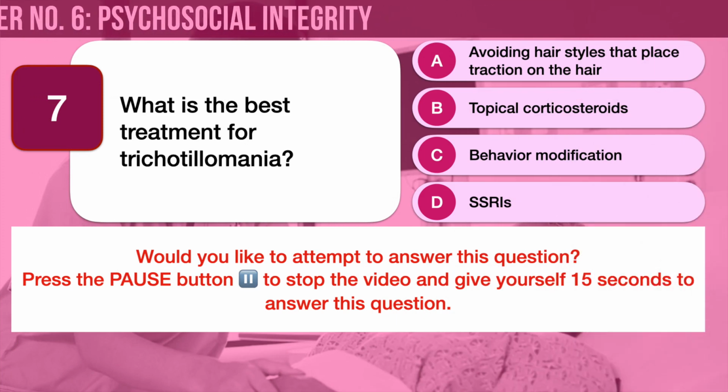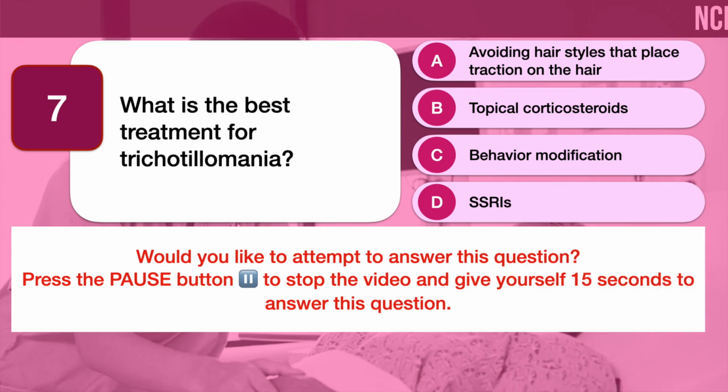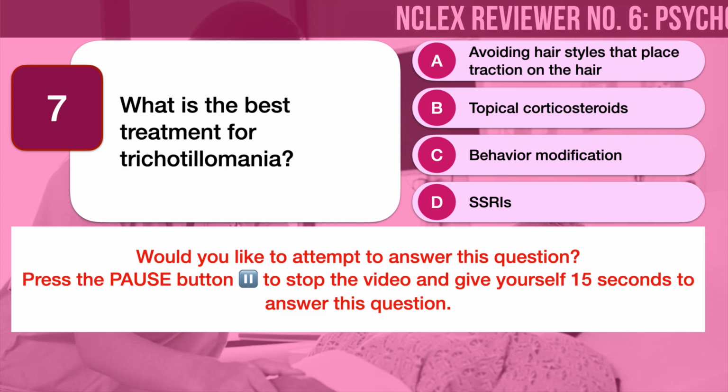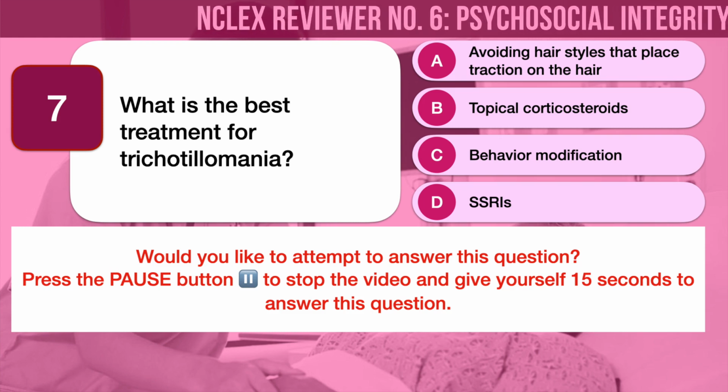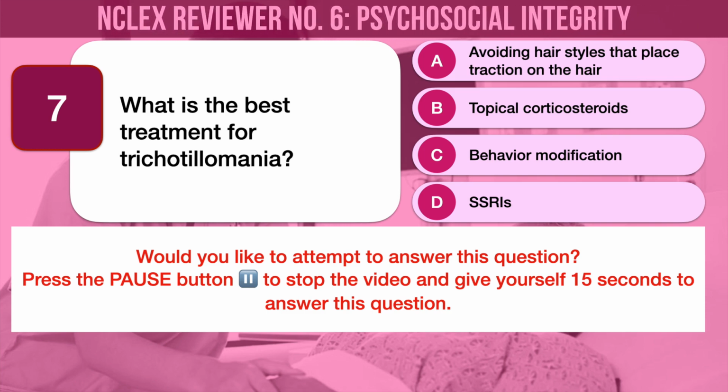Question number 7. What is the best treatment for trichotillomania? A. Avoiding hairstyles that place traction on the hair. B. Topical corticosteroids. C. Behavior modification. D. SSRIs.